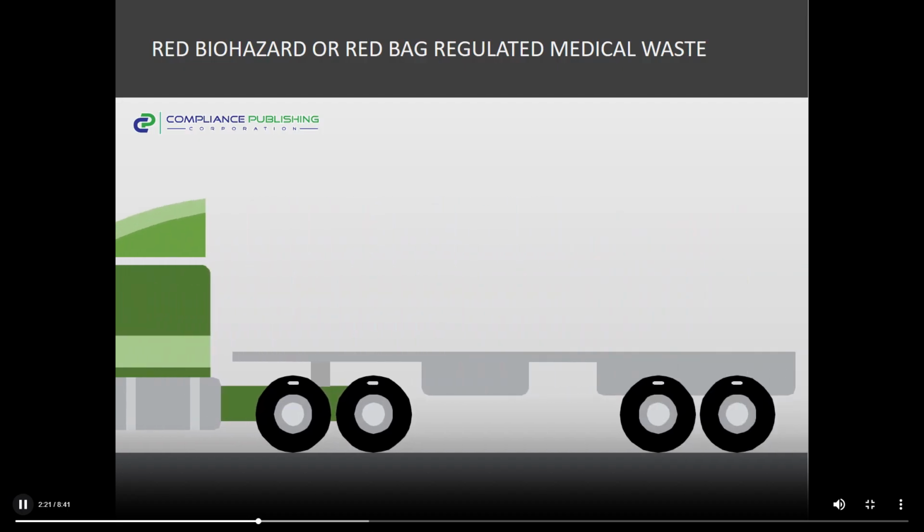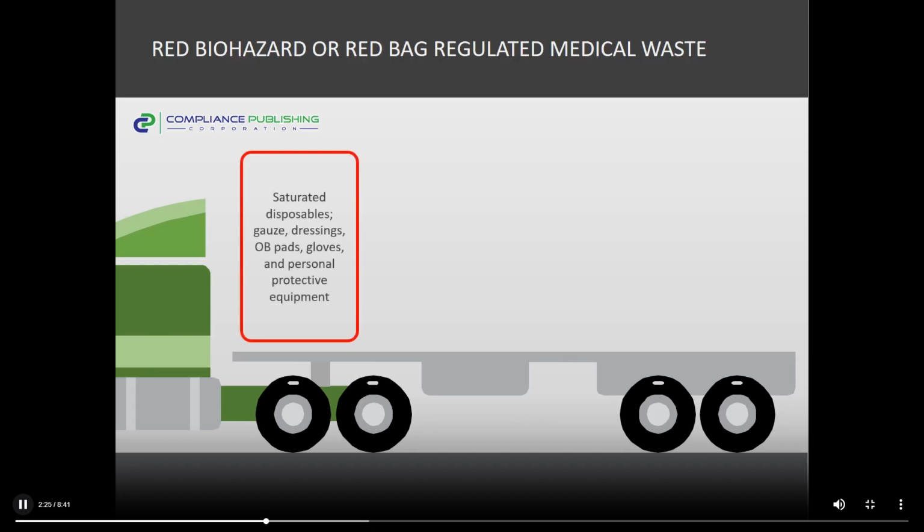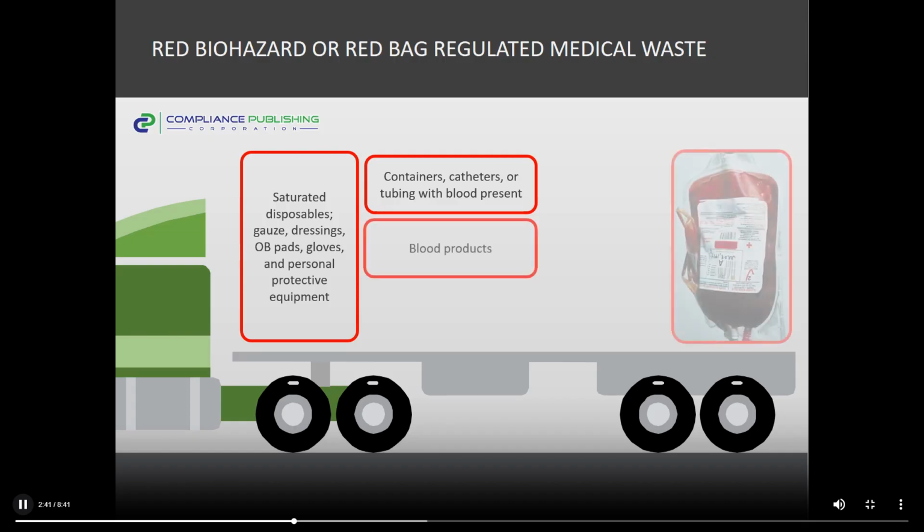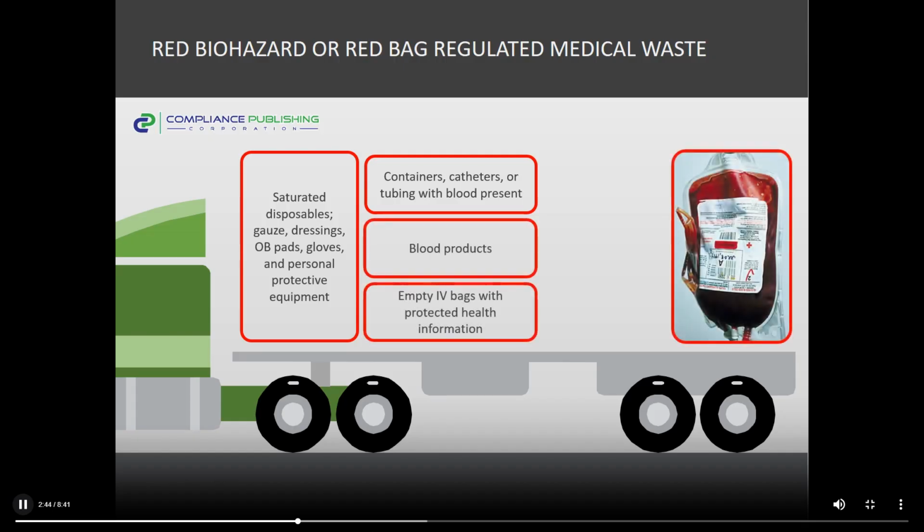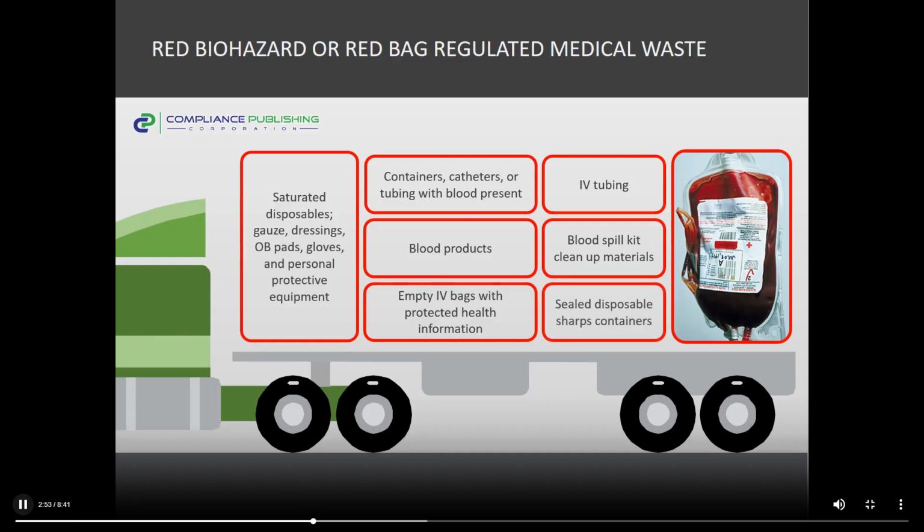What should be included in the biohazard or red bag regulated medical waste? Saturated disposables. This includes but is not limited to gauze, dressings, OB pads, gloves, and personal protective equipment. Containers, catheters, or tubing with blood present. Blood products. Empty IV bags with protected health information on them. IV tubing. Blood spill kit cleanup materials, sealed disposable sharps containers.